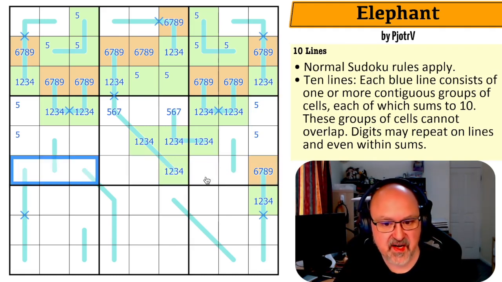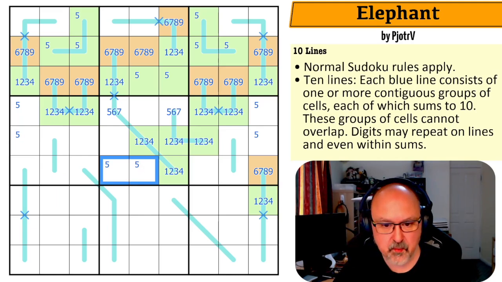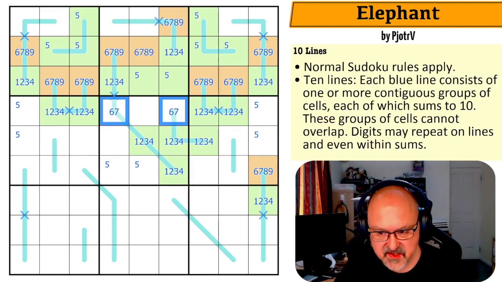I can't put 5 in any of those, because 5 is restricted to those for those columns. So 5 has to be in one of those. I can't put it there because that would break this line. That means neither of these are 5. This is a 6-7 pair, which means, of course, they are high digits.